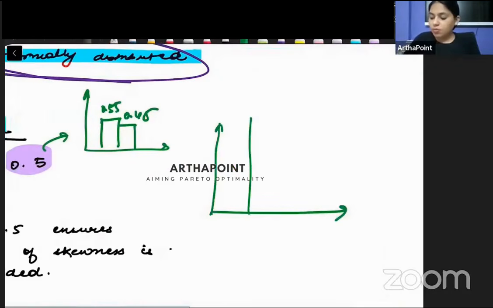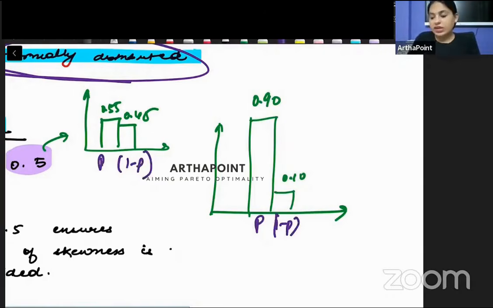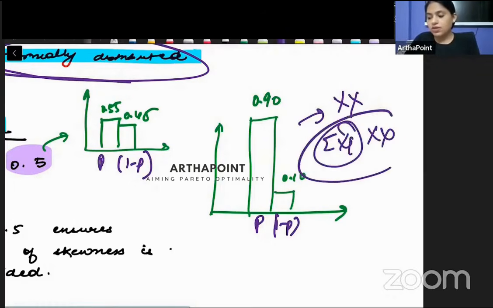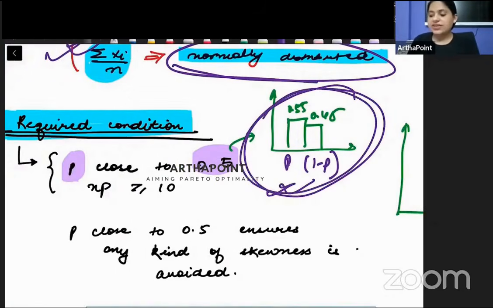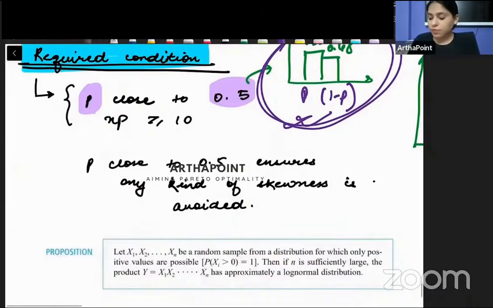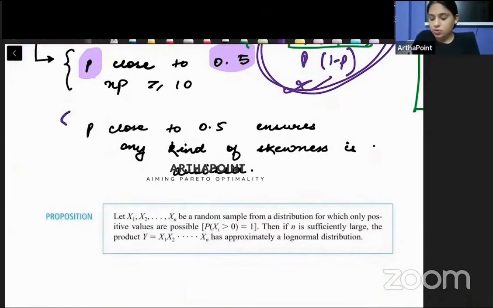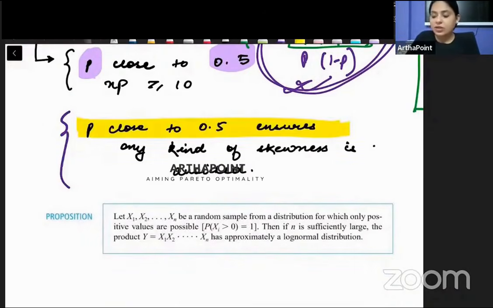But I don't want that probability of success is 0.90 and probability of failure is 0.10. If this is the case, then I cannot say that the summation of Xi will be normally distributed. ये हम नहीं बोल सकते हैं. But if this is the case, then we can say that summation of Xi's will be normally distributed. The condition for binomial distribution to be normally distributed is when the p's are close to 0.5 and when you have n into p greater than 10.